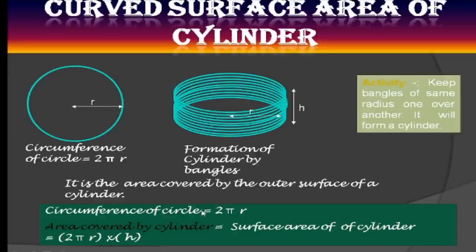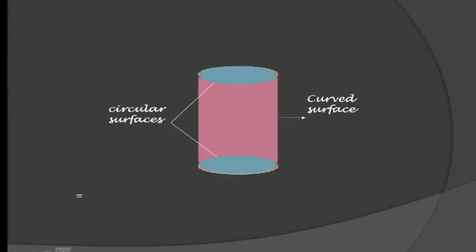Here the circumference of a circle is 2 pi r, and the area covered by the cylinder, that means the surface area here, means the curved surface area. The curved surface area of a cylinder equals 2 pi r into h. That means 2 pi r, the perimeter of the base, into the height of the cylinder. The formula is 2 pi r h.